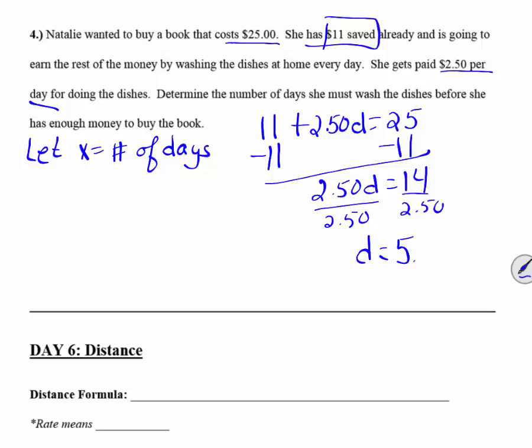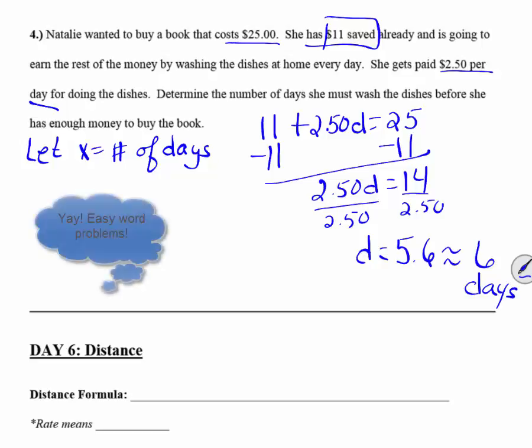But you can't really do the dishes on part of a day, so those two little lines mean approximately. So she's going to have to do the dishes 6 days to have enough money. All right, so depending on the situation that's being asked, you might need to go through and round your answer. So any questions, as always, you guys know to bring them to class, and have a good night.